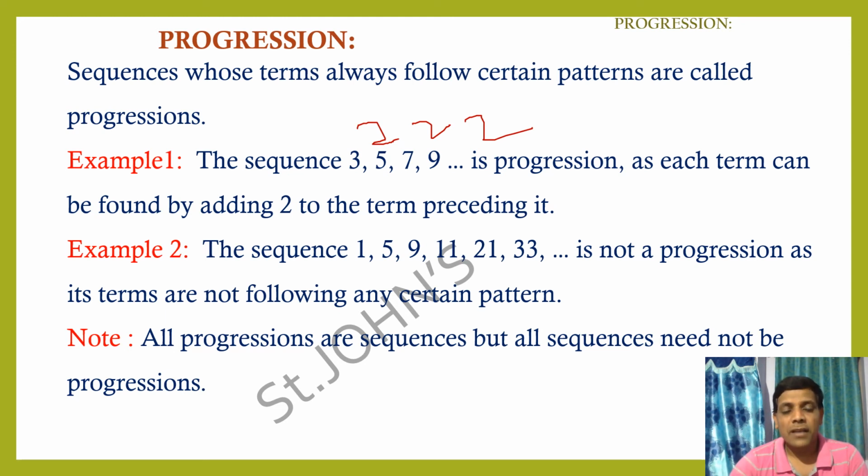So, are you clear? 1 plus 4, 5. 5 plus 4, 9. 9 plus 4, 13. But the given number is 11. 13 plus 4, 17. But the given number is 21. So now what do you observe? It is not a progression, as its terms are not following any certain pattern.